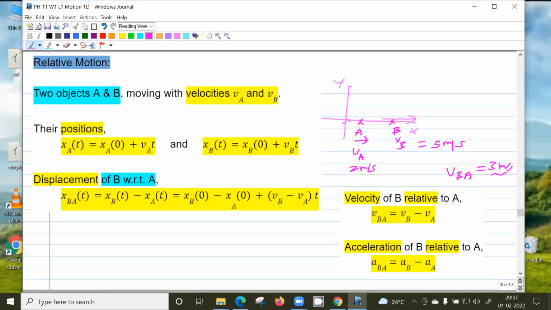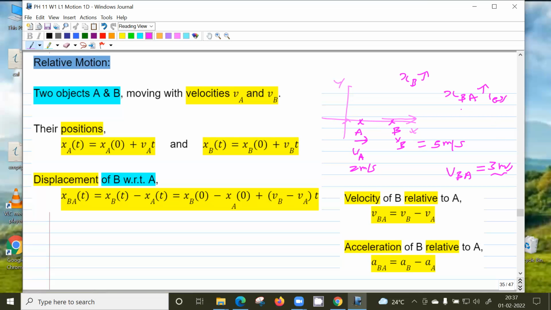So similarly, with respect to the origin, XB is increasing, right? And what about XB with respect to A? This is also increasing, but less, right? Because point A itself is moving towards the right. So the distance between A and B is less compared to the distance between B and the origin.